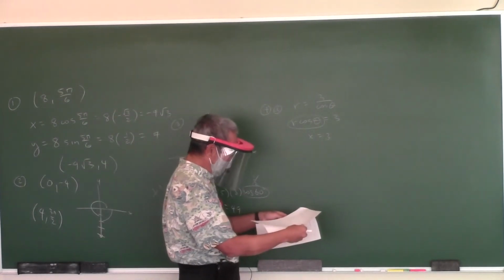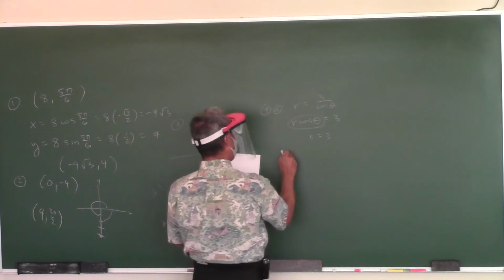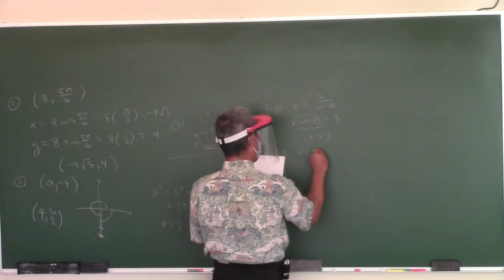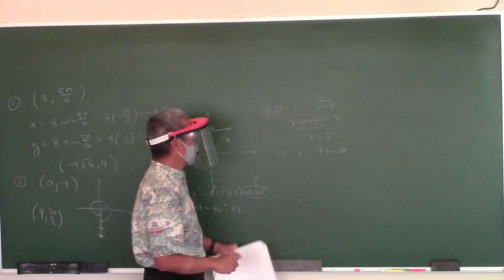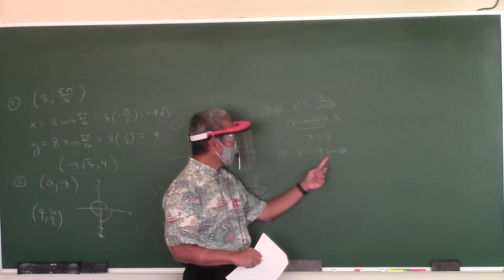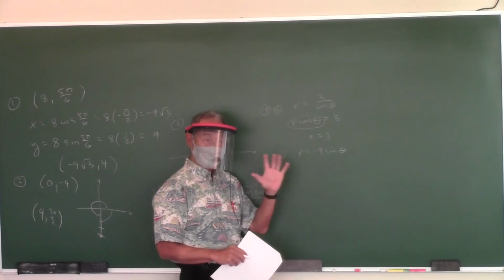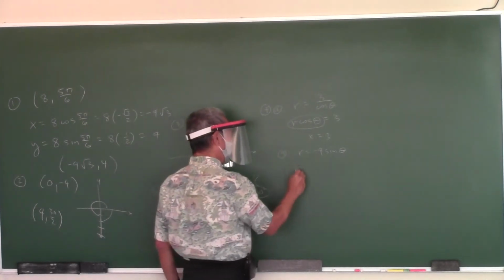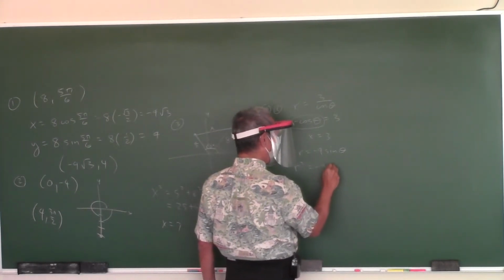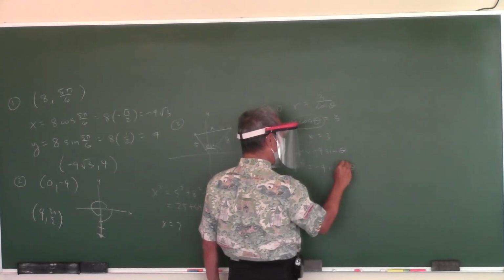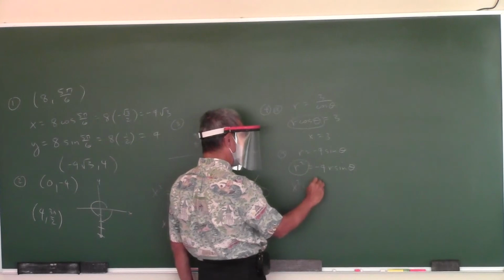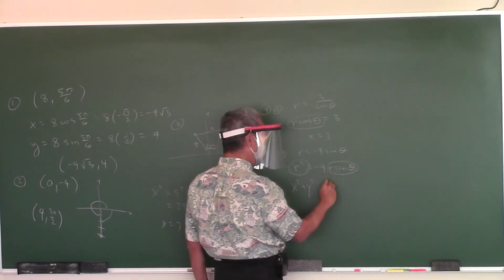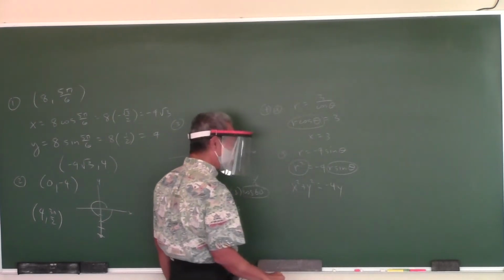Second part: r equals -4 sine theta. So what you want to do is get r squared, but then you also want to get r sine theta, so multiply both sides by r. r squared equals -4 r sine theta. And then r squared is x squared plus y squared, and r sine theta is y.